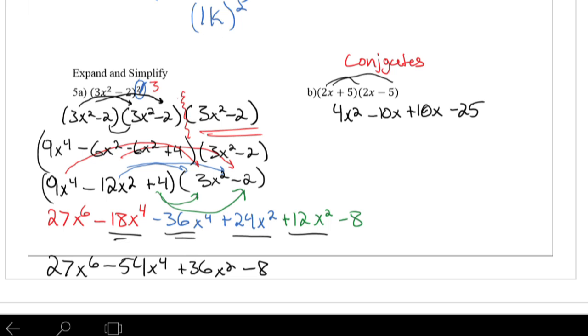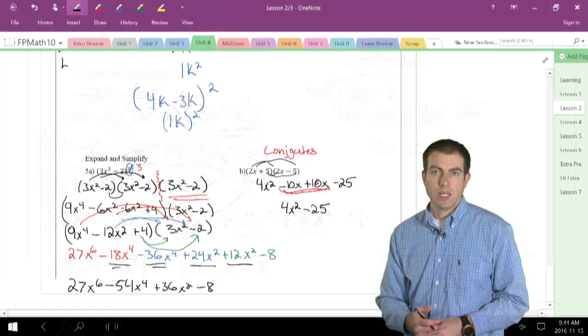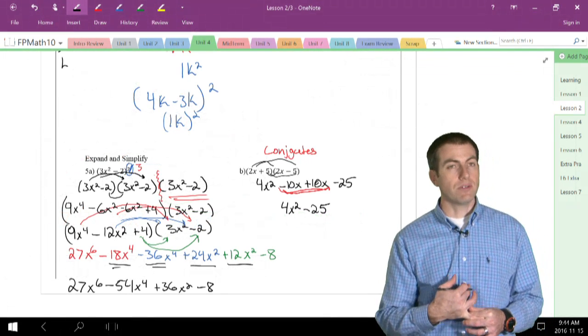So my first, my outside, my inside, and my last, 4 terms. You'll notice my middle 2 terms. This is what's special about these. These middle 2 terms actually cancel out. So we end up with 4x squared minus 25. Plus 10x and minus 10x just go to 0. We'll call this difference of squares.